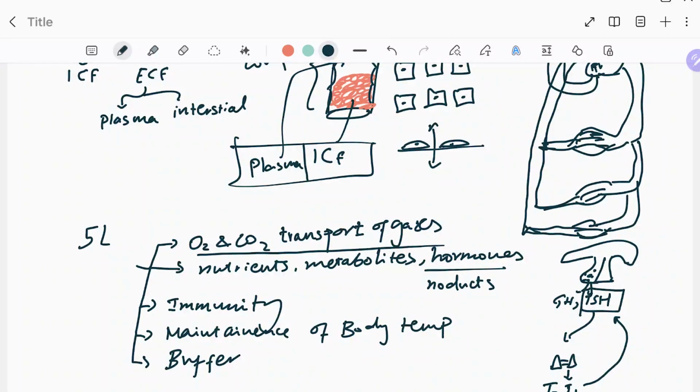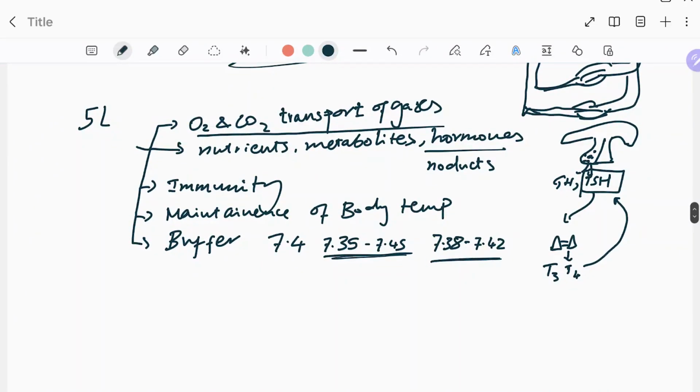You got buffer systems over there. You have these proteins in blood we'll be talking about, which have the ability to buffer and maintain the pH of blood around 7.4, or if you want to say 7.35 to 7.45. So that's how you maintain your pH. Some books say 7.38 to 7.42. Anything works, whatever. So you can choose any of these numbers. Right? And then after that, you have your other functions, which is the maintenance of your fluid and electrolyte balance.